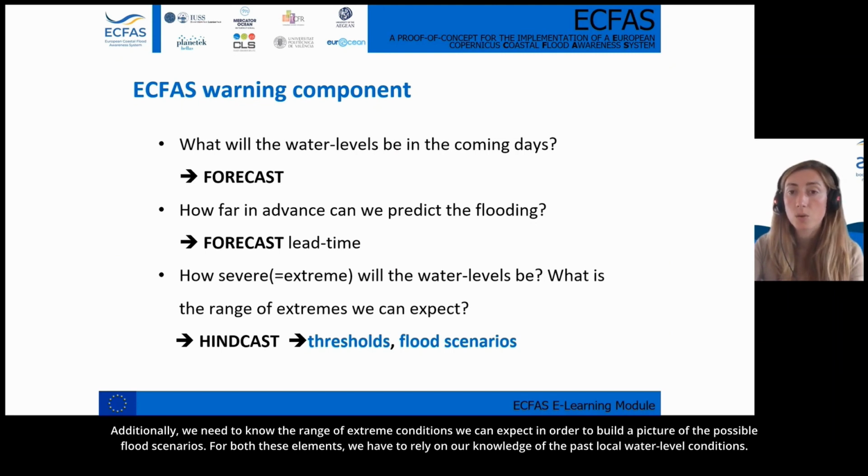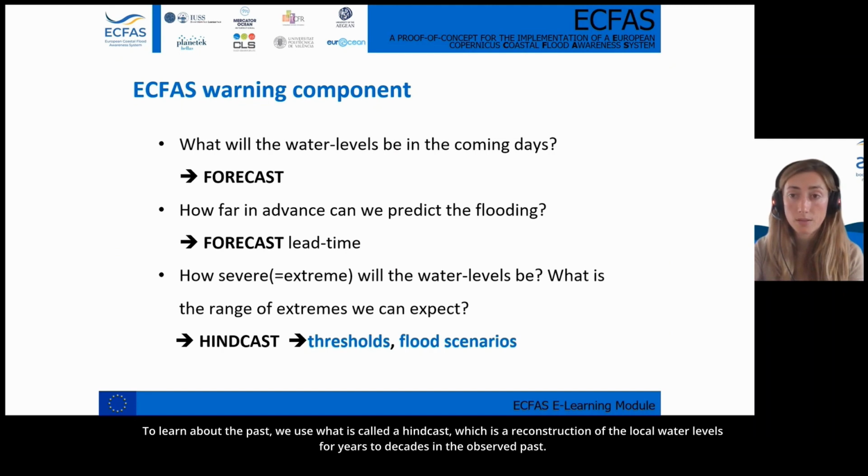Additionally, we need to know the range of extreme conditions we can expect in order to build a picture of the possible flood scenarios. For both these elements, we have to rely on our knowledge of the past local water level conditions. To learn about the past, we use what is called a hindcast, which is a reconstruction of the local water levels for years to decades in the observed past.